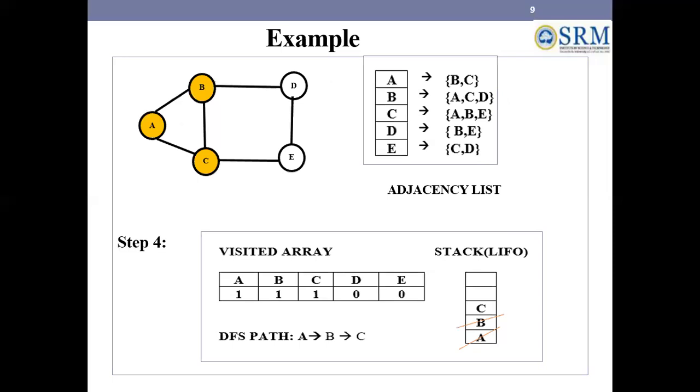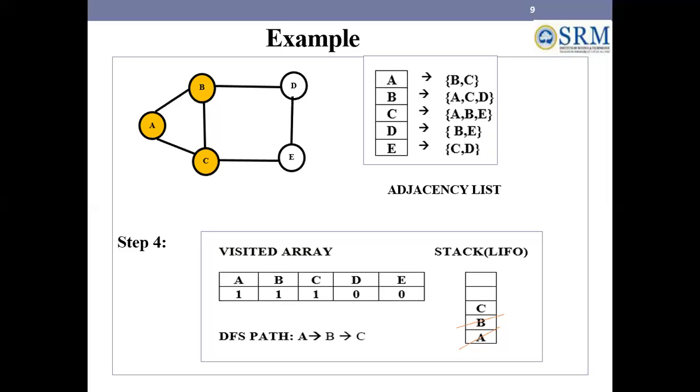Next step, what is the adjacent node for B? A, C, D. So remove the element B from the stack, see the neighbor nodes. For B, A, C, D are adjacent nodes. So A is already visited, so we should not visit again. So remove A, then take C. For adjacent node B, the node is C. Add C in the stack. Make C visited. Add C in the path. So from A to B, B to C.